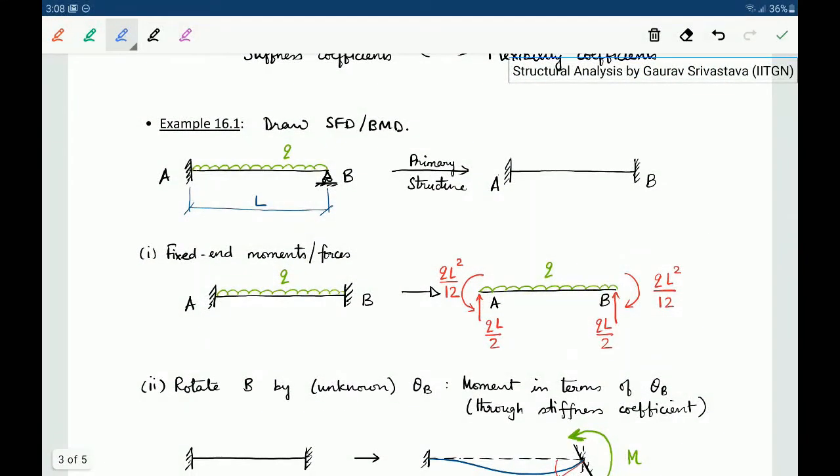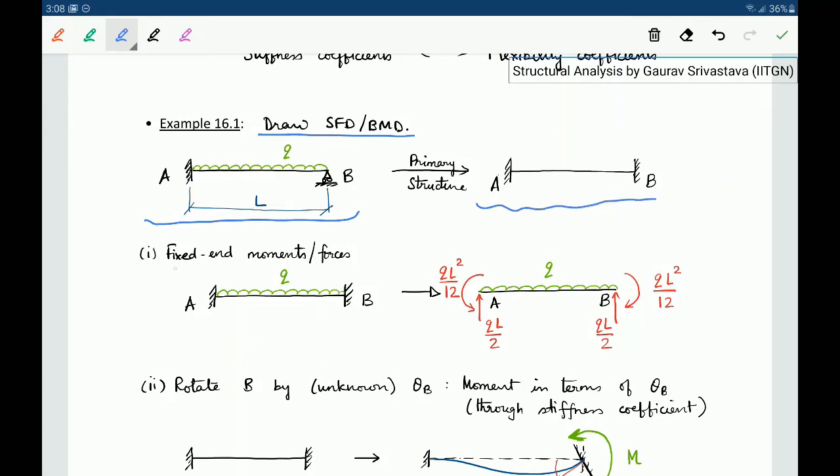Now let's look at a more elaborate example of using the stiffness or the displacement approach. Of course, we will formalize this more when we begin learning about the slope deflection method or the moment distribution method. So let's say this is a propped cantilever beam which is given, and we want to draw the shear force and bending moment diagram. Now, as discussed earlier, the primary structure is going to be a fixed beam of this kind.